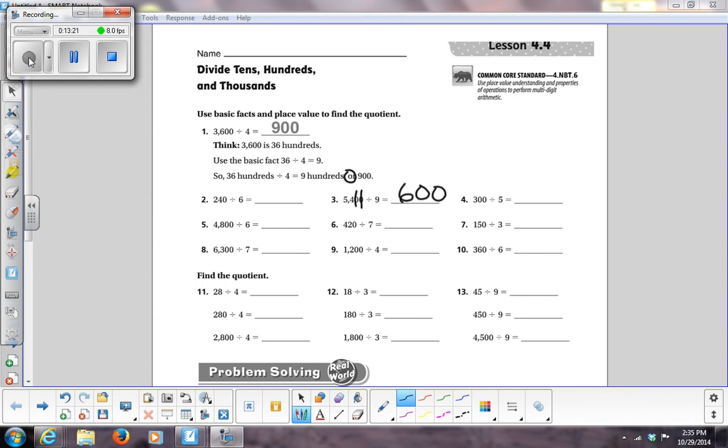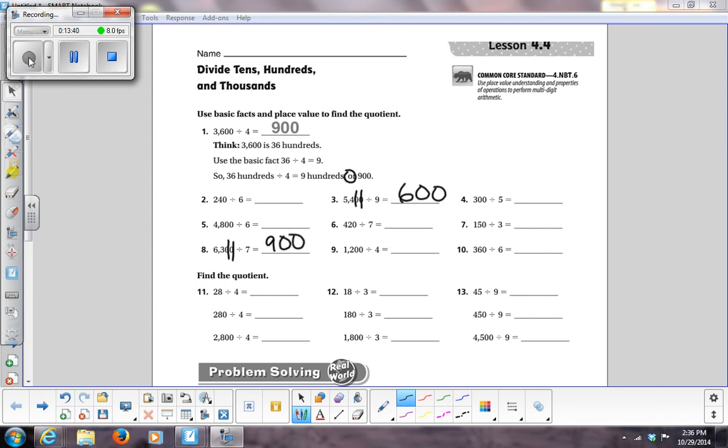Number 8. 6,300 divided by 7. I'm going to cross off 2 zeros. And 63 divided by 7. What times 7 is 63? Esme. 9 times 7 is 63. And how many zeros do I add, Brantley? You have 2 zeros. Good.